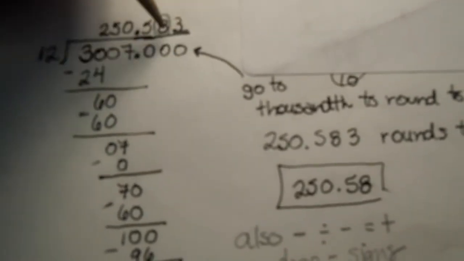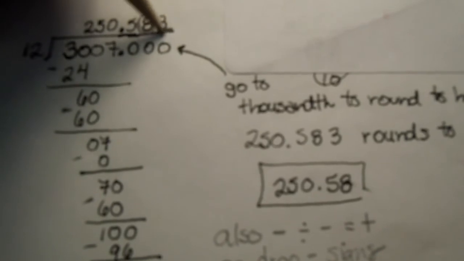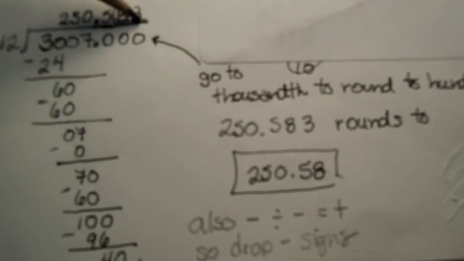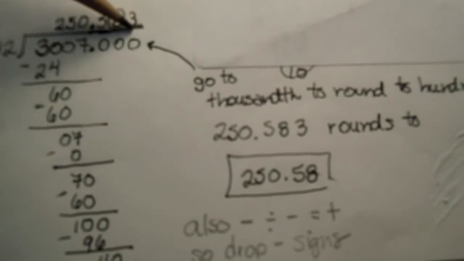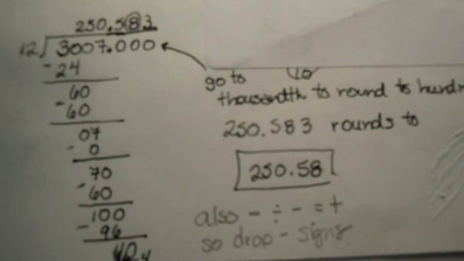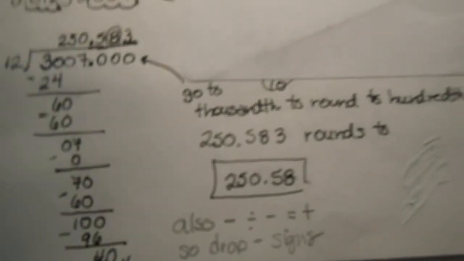I can stop right here because I wanted to round to the hundredths spot. I need to go to the thousandths spot to see what to round this to. So I don't need to keep going. I can stop right here. I stop here and I look. This number is smaller than 5. You don't change this, so I'm not going to change this. I'm going to keep this.